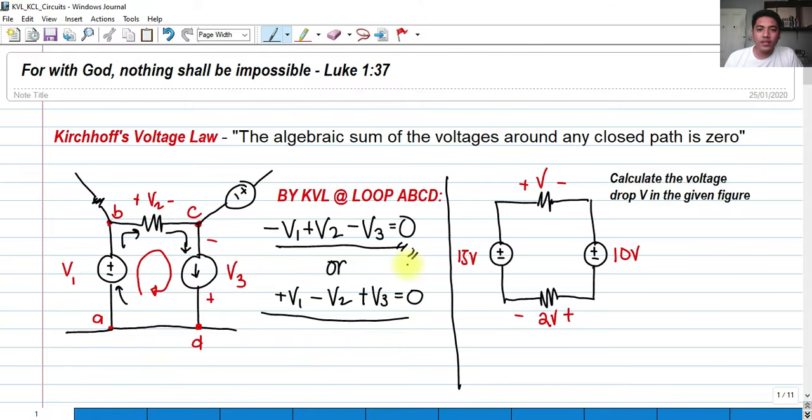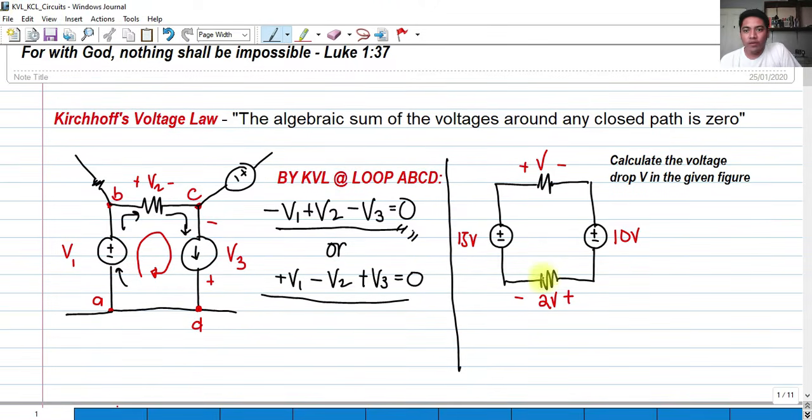Okay? So let's try an example. For this figure, calculate the voltage drop V in the resistor. As we all know, this is a series resistor. By the way, if we have a series resistor, we can always use Kirchhoff's voltage law. But because we know that the current has only one path, if there are multiple closed paths in a given circuit, by the combination of parallel and series, we can still apply Kirchhoff's voltage law as long as there is a closed path.